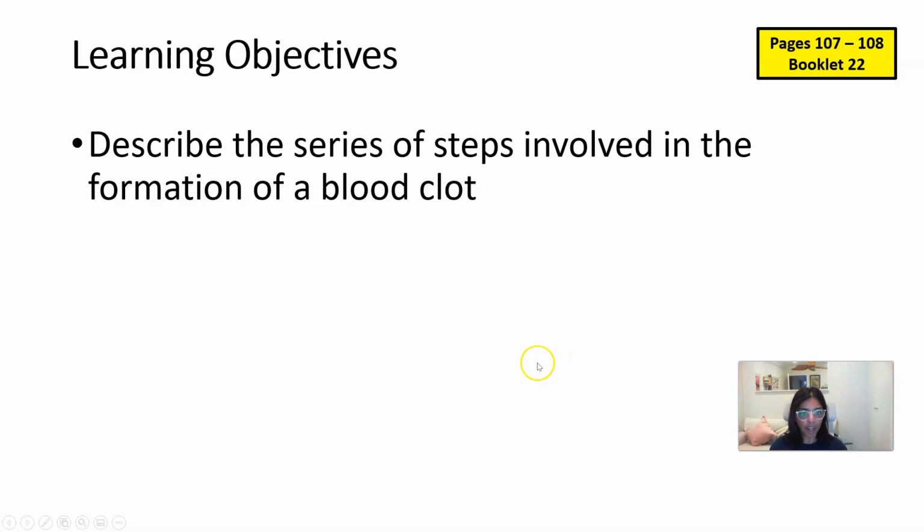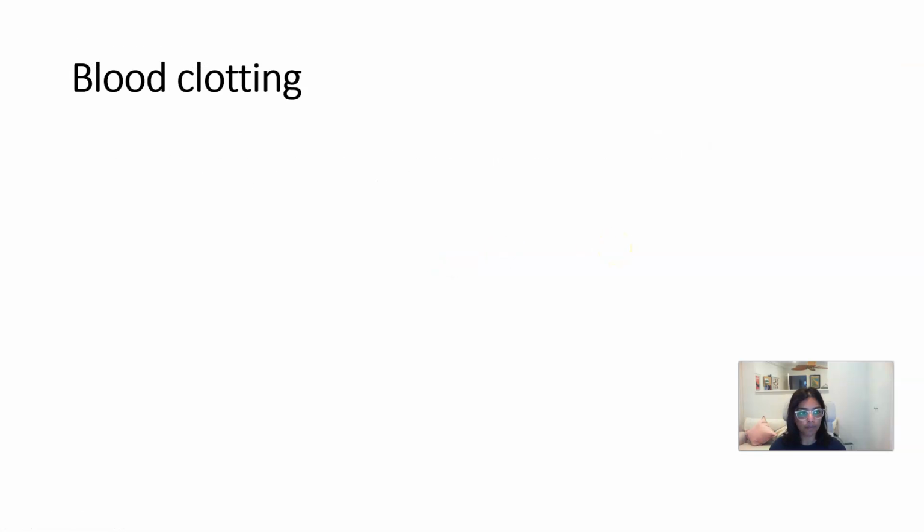We have to describe the series of steps involved in the formation of a blood clot. So bear in mind that this can be broken down into learning objectives if that helps you to learn. Please make sure that you read pages 107 to 108 of your textbook and complete the notes on page 22 of your class booklet.